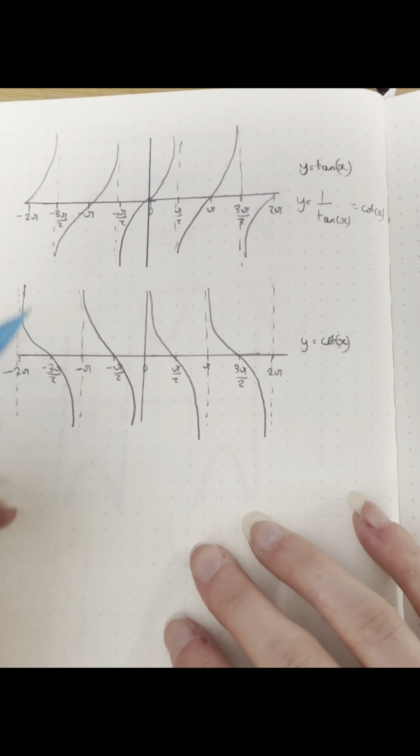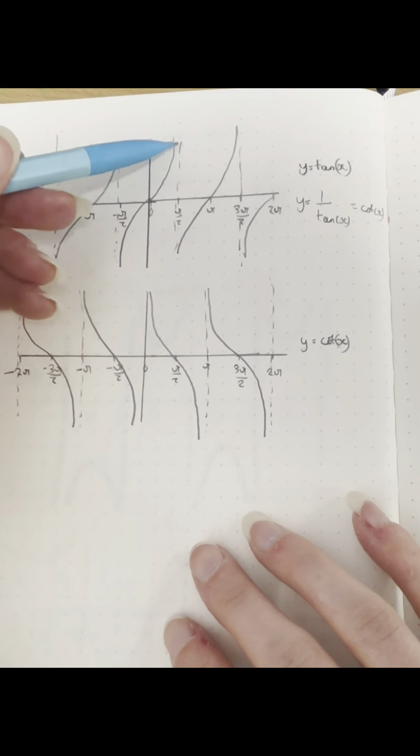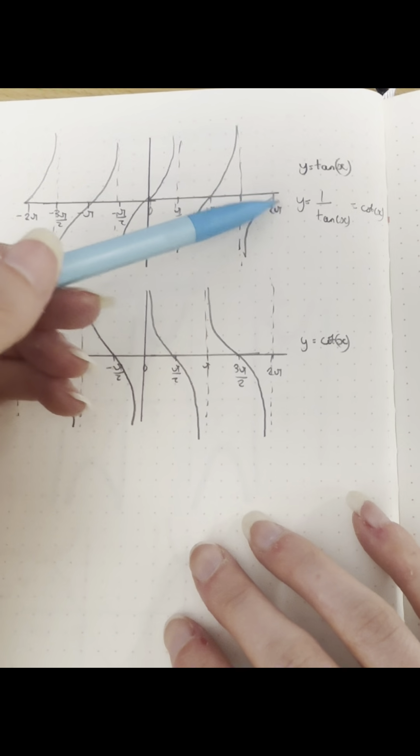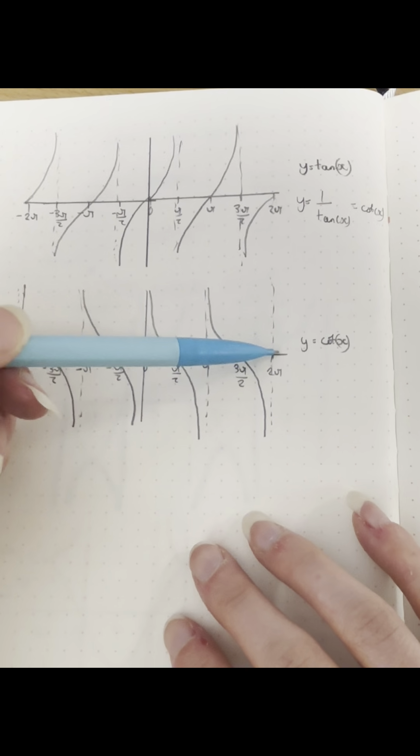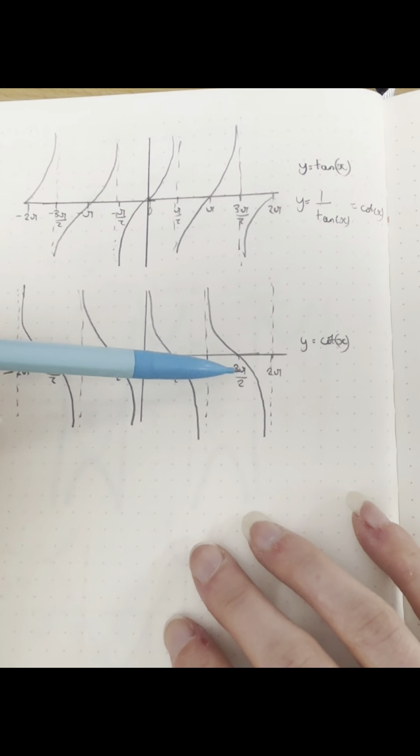So if you notice here, we're at 0 where it's pi over 2. That's where our asymptotes used to be. So where tan was 0 is now an asymptote for cot, and where we had an asymptote on tan, we now go through 0 at cot.